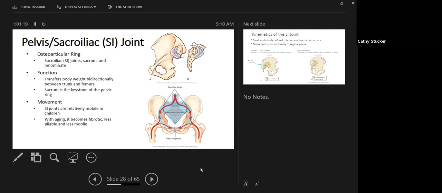There are different schools of thought. When we get to manual therapy, we're going to be talking about manipulating the SI. We're going to be talking about mobilizing the SI joint. So just know that there are different schools of thought.